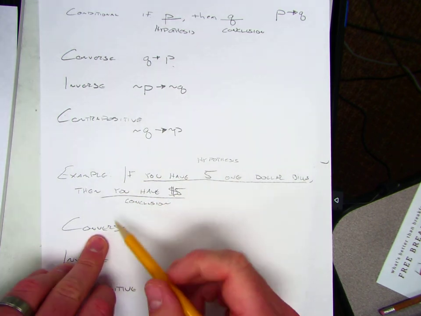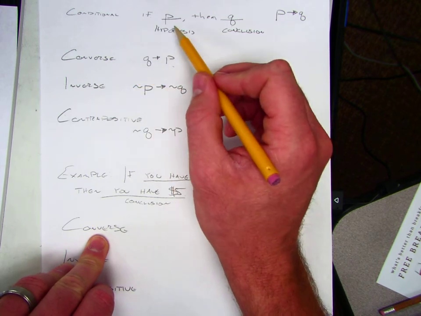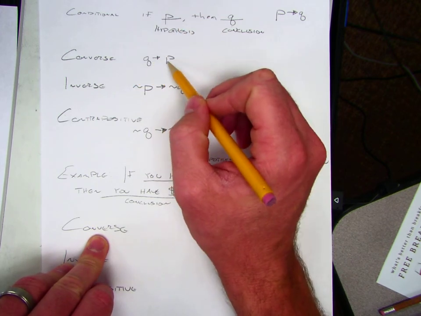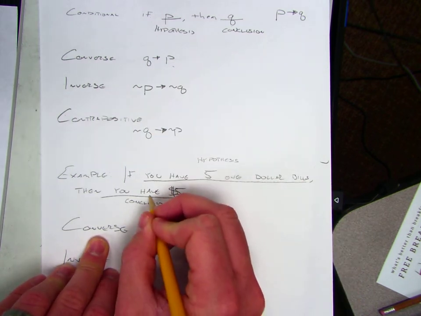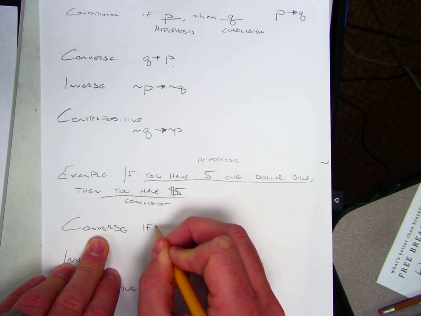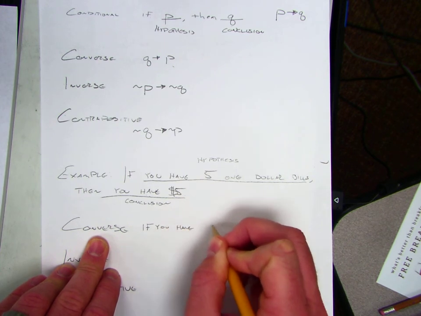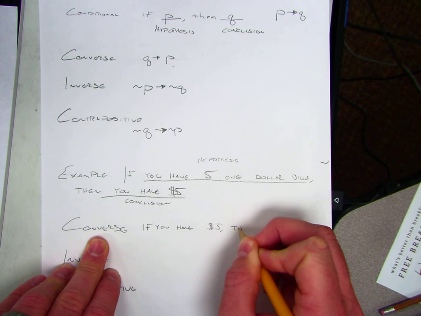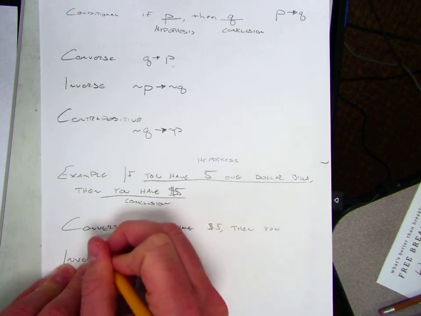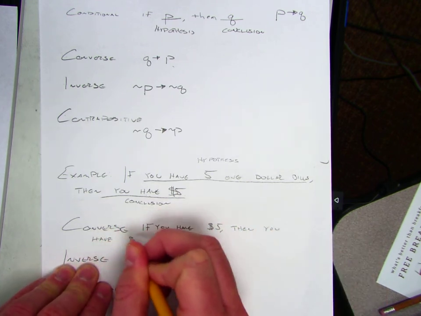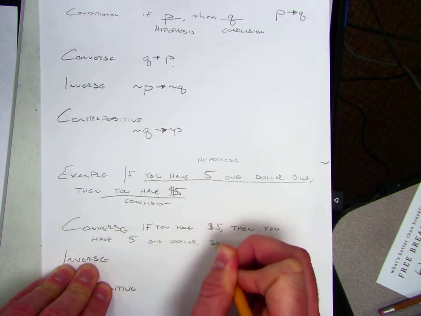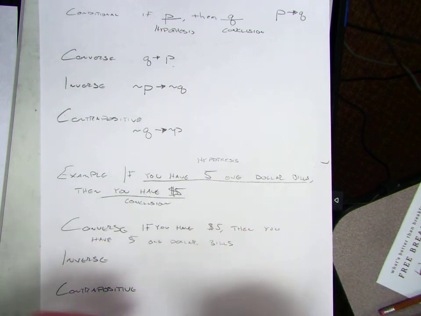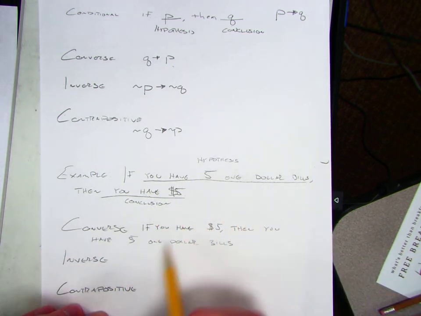So let's start with the converse. I can see from my example up here that if I take the original conditional statement and reverse it, I've created the converse. So what that would be here is if I take this part and put it first: if you have $5, then you have 5 $1 bills. I've just changed the order. I've taken my P statement and put it second, and I've taken my Q statement and put it first.